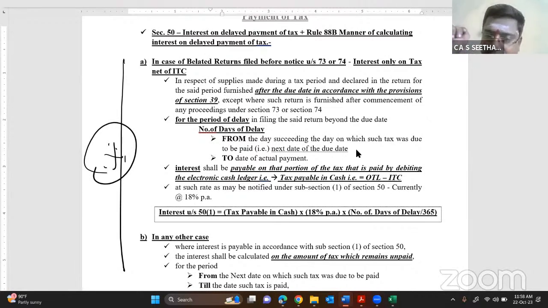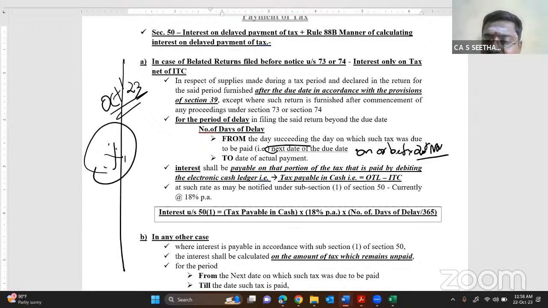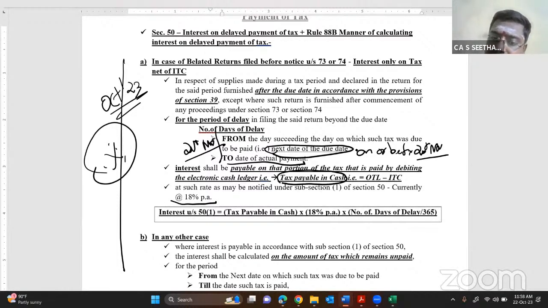So let's say for the October 23 tax period, the due date is on or before 20th of November, right? So what is the next date from the due date? That means you have to calculate from 21st of November till the date of actual payment. You are supposed to calculate interest at the rate of 18% per annum. So first you have to arrive at the tax payable in cash, and then apply the interest rate. The working is: tax payable in cash multiplied by 18% multiplied by number of days divided by 365. You will get the answer.